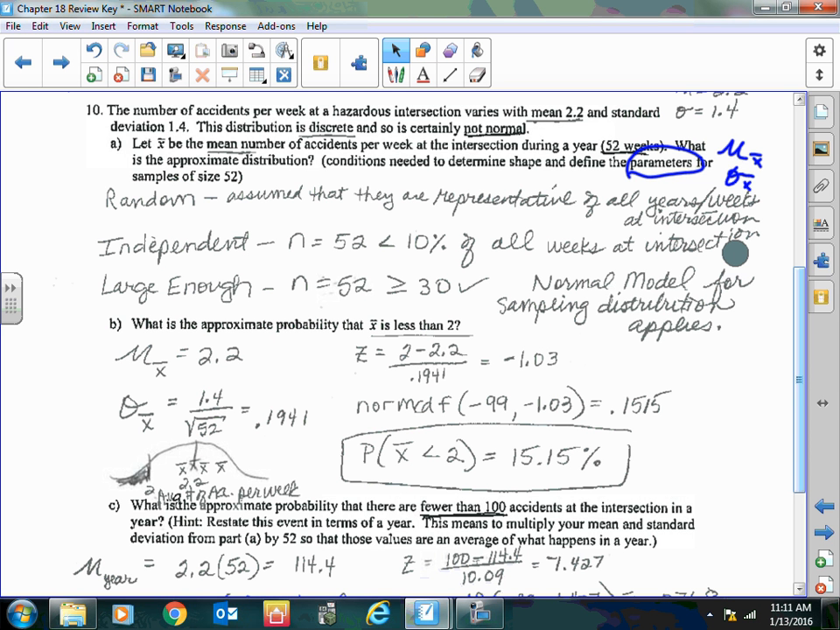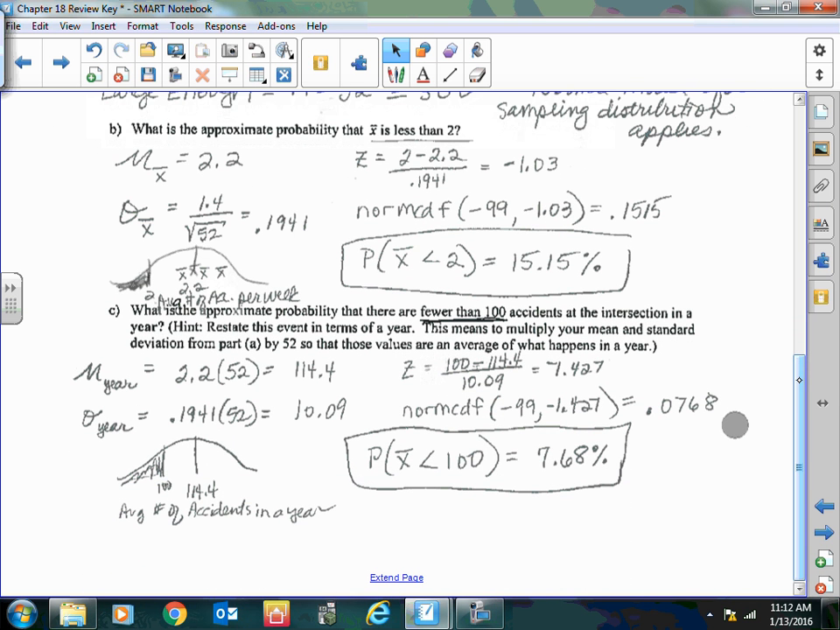So the conditions for shape are your random, your independent, and your large enough, because then you know that the sampling distribution is normal. The parameters are these things, your mean and your standard deviation. I had actually written those in part B. I hope that they would have given credit for me, even though I wrote them down in part B. And then part B, straightforward. What's the probability? It's less than 2, z-score, and find your probability.